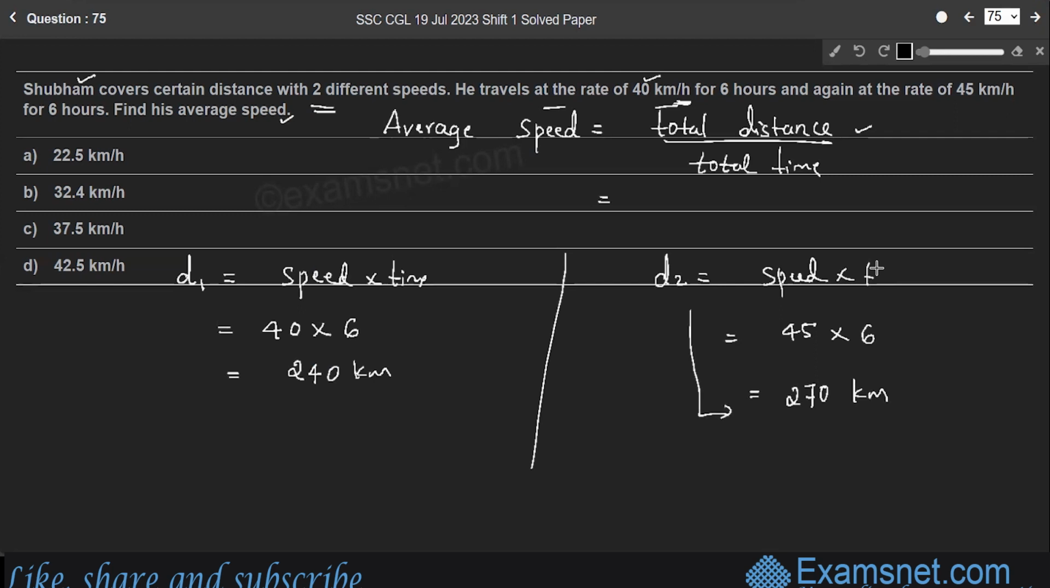Here the total distance is 240 plus 270, and the total time is 6 plus 6 hours, right? So which is equal to 510 by 12. 12 into 4 is 48, 12 into 2, 24, 12 into 5. So 42.5 km per hour is his average speed, right? Therefore, 42.5, option D is the right answer.